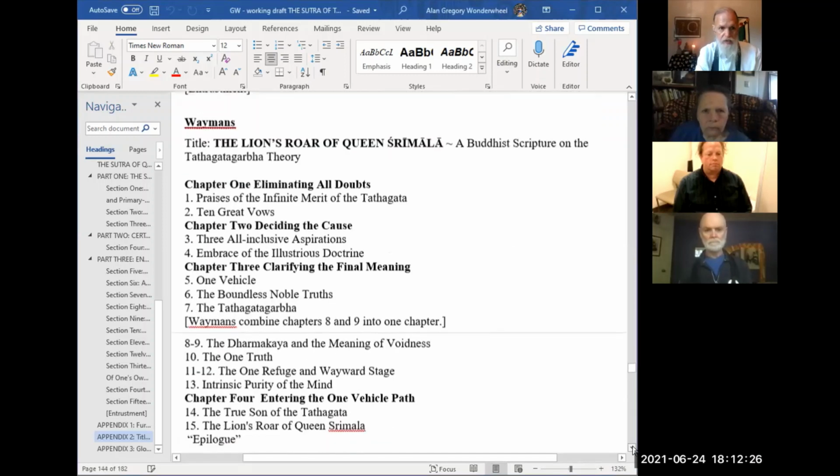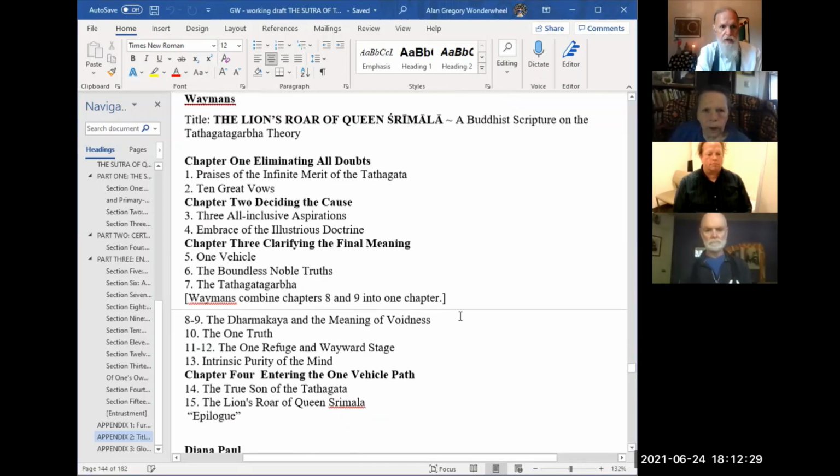The Waymans have it a little differently. They have chapter 1 as the first 2 sections, chapter 2 as 3 and 4 sections, and I've put, for various reasons, section 3 in with the other 3. And then they have entering the one vehicle path down here at 14 and 15, which doesn't make any sense to me. It should be here where the one vehicle section number 5 starts.